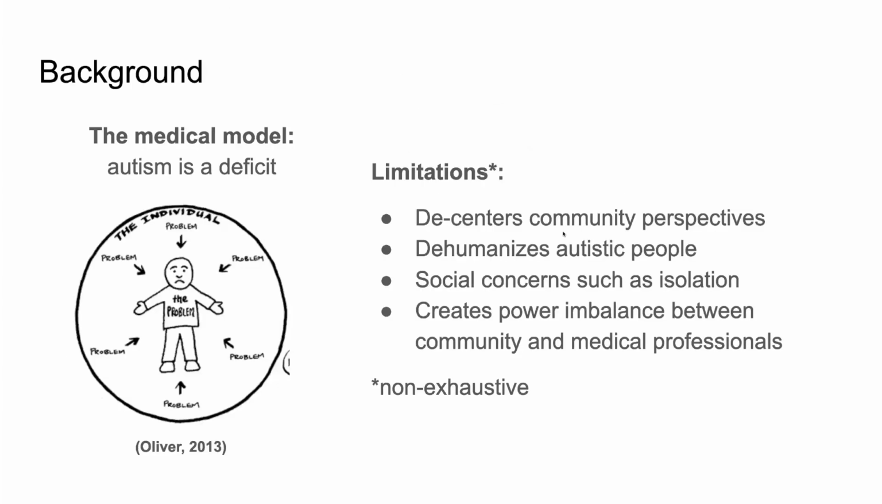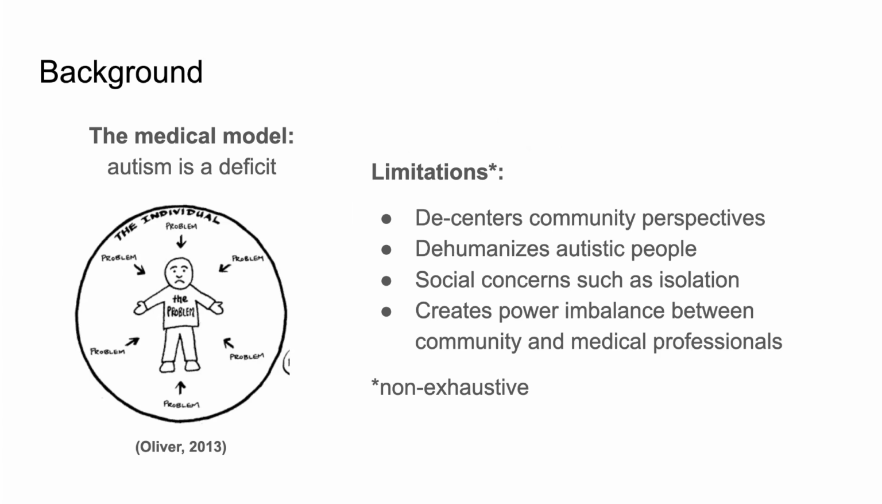So there are several different ways of understanding disability. One of them is the medical model, in which the individual with the disability is seen as the problem. So according to the medical model, autism is a deficit. However, this approach has several limitations. For example, it decenters community perspectives because it views autistic people from the perspectives of a neurotypical person.